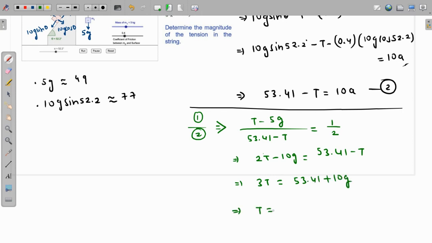Adding T both sides, we get 3T, and adding 10g both sides, we get 53.41 plus 10g. So the value of T comes out as 53.41 plus 10 times 9.8 over 3, which comes to 50.47 Newton. So that is the required tension. Thank you.